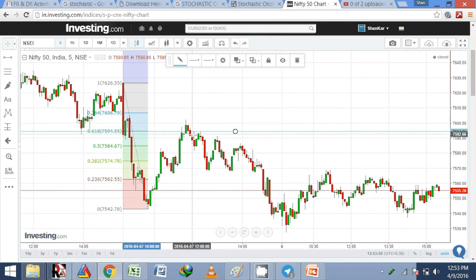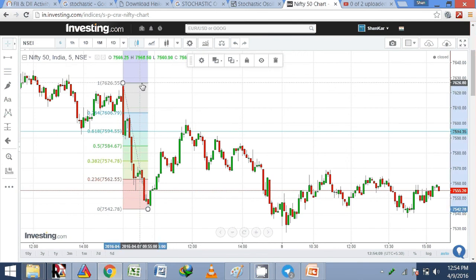So price cannot close successfully above this for some time. So if I short here, I could have ridden the whole trend here. So this is how Fibonacci will help you. So this is for a bearish retracement.